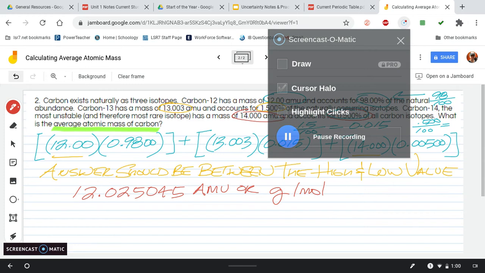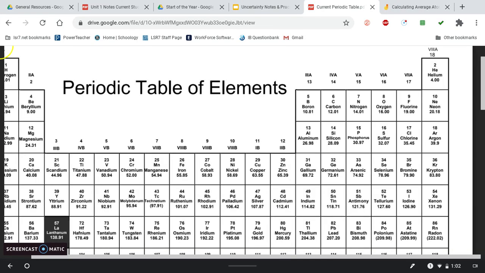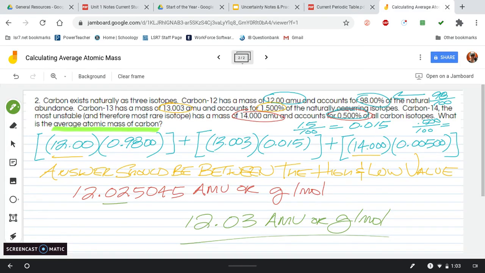So if we stick with that idea that I talked about earlier, where maybe we just go with 2 decimal places, because we haven't really talked a lot about sig figs, let's just go 12.03 based upon this data. Now, if you look on your periodic table, it's not going to say 12.03. It's going to say 12.01. But with our data, we would have got the 12.03. So pretty darn close, just not exactly what the periodic table has.